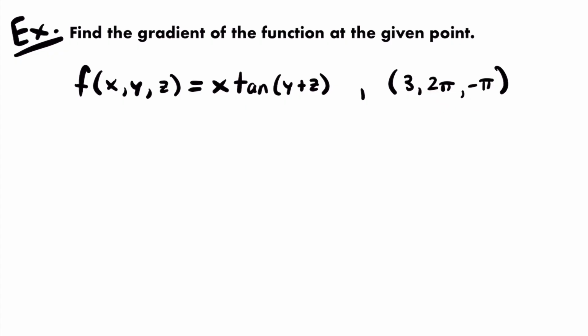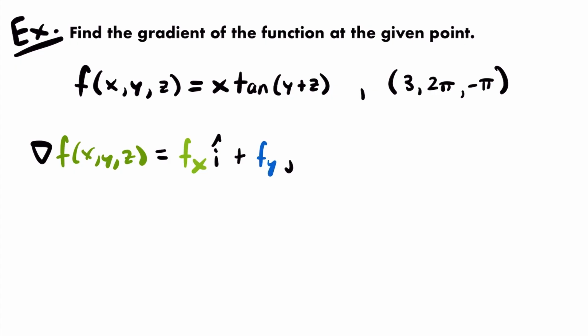Okay, so finding the gradient of a function of 3 independent variables is very similar to finding the gradient of a function of 2 independent variables. The only difference is that there is an extra z component for the gradient vector. The formula looks like this. The gradient of f of x, y, z is equal to the partial derivative with respect to x times i plus the partial derivative with respect to y times j plus the partial derivative with respect to z times k.